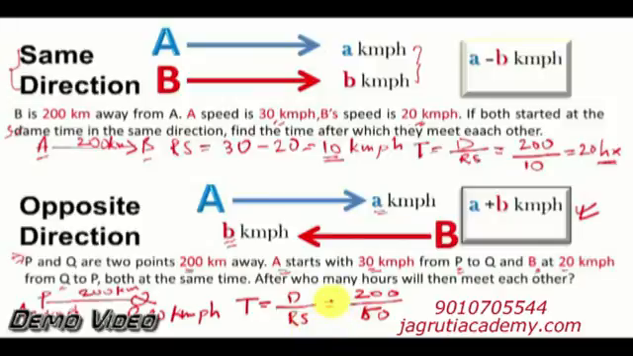Now 200 divided by 50. So what is the time? Time is 4 hours. Now I think I could make it clear when to take A minus B, when the objects are moving in the same direction, and you have seen the example of when to take A plus B, when the objects are moving in opposite directions.